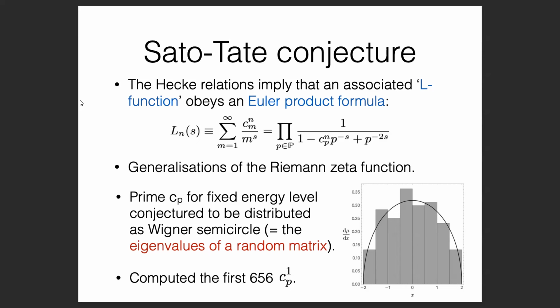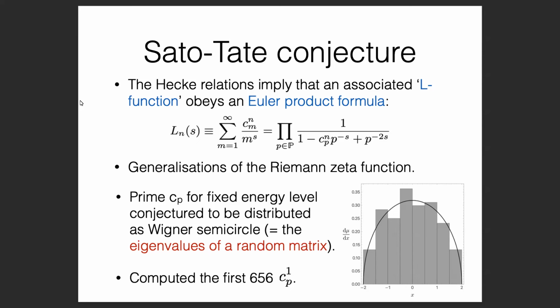And so this is a sum over all integers. This is a product over all primes. This is a way of encapsulating this package, these Hecke relations, that all of the integers are determined by the primes. This object has very deep number theoretic conjectures associated to it.